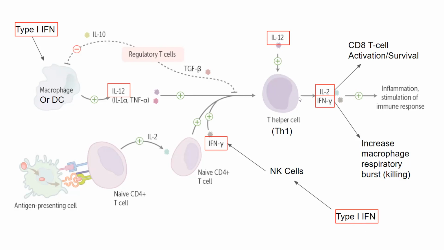And then Th1 subtype will produce interferon gamma and IL-2. What does interferon gamma do? It increases the macrophage respiratory burst, which helps macrophages kill intracellular pathogens. Really good for bacteria. IL-2, on the other hand, as we talked about, promotes CD8 T cell activation and survival, which is really good against viruses. So this is a good picture to stare at later on.